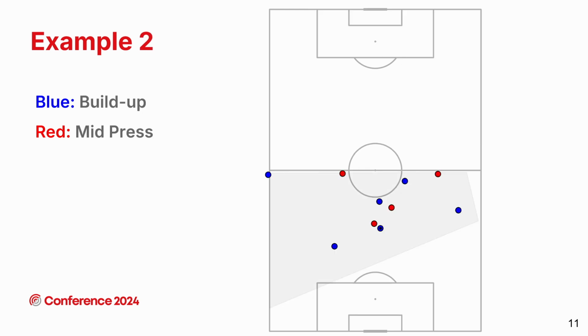Another example here, the blue team is still in possession with the ball in their own third. They're not making a counterattack and they're not suffering any counter-pressing action, so they're in a build-up in possession phase. The red team, however, have 4 players in the middle of the pitch. They are making a pressing action towards the ball carrier, so they're in a mid-press scenario.